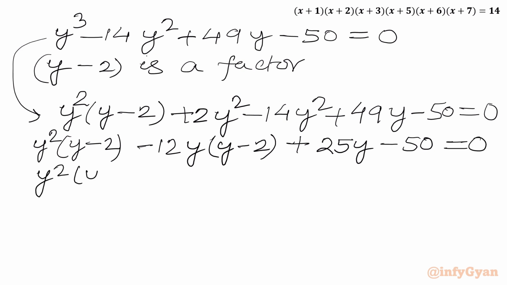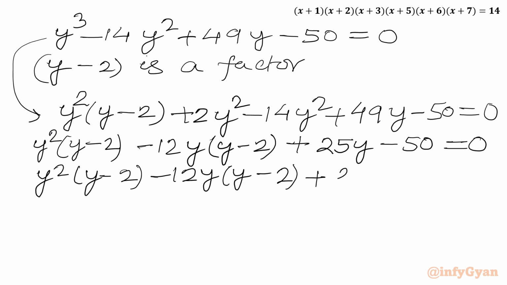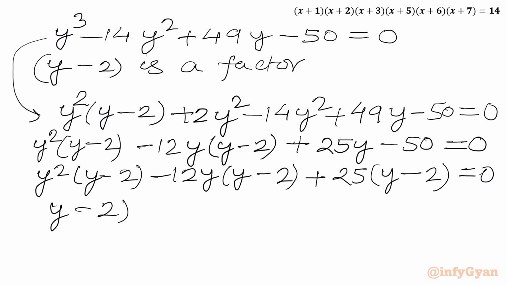y²(y - 2) - 12y(y - 2), 25 is common, (y - 2) = 0. So we have (y - 2) overall common.